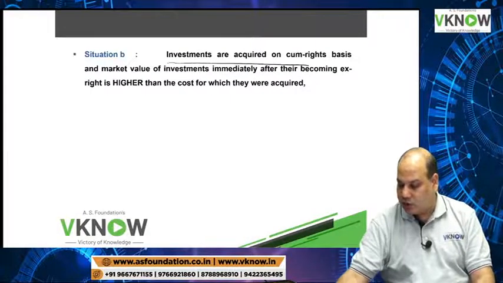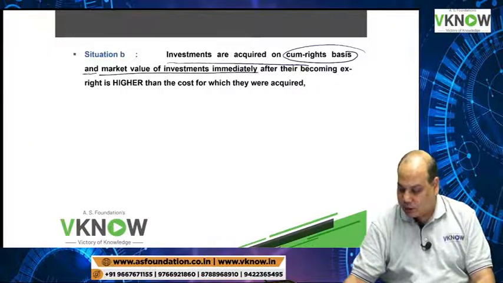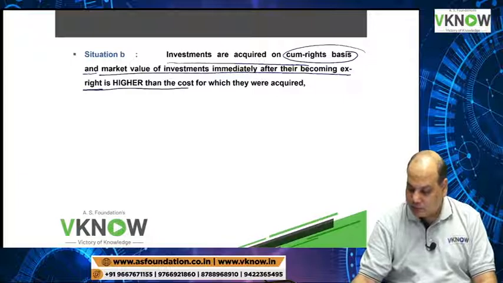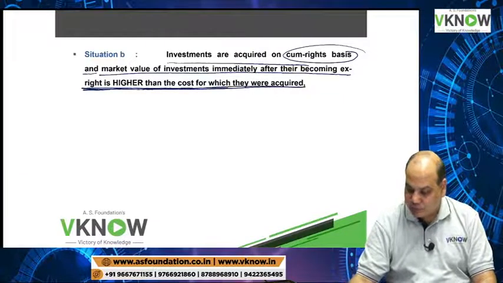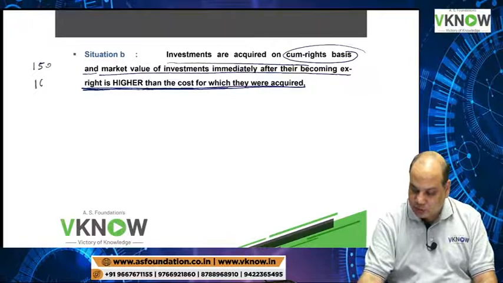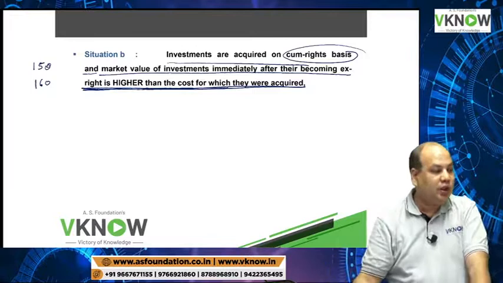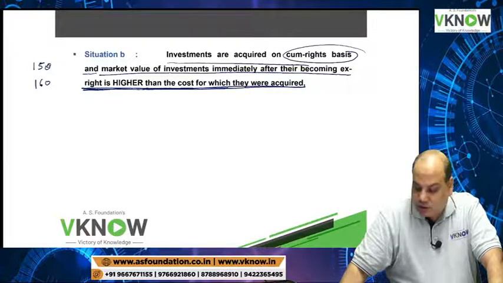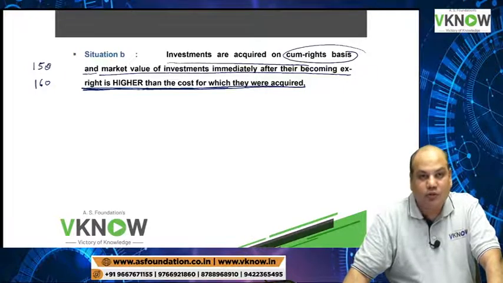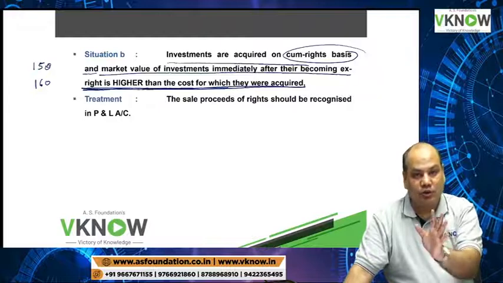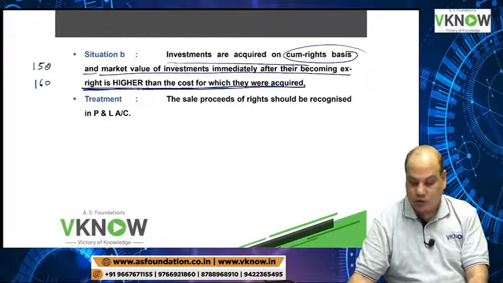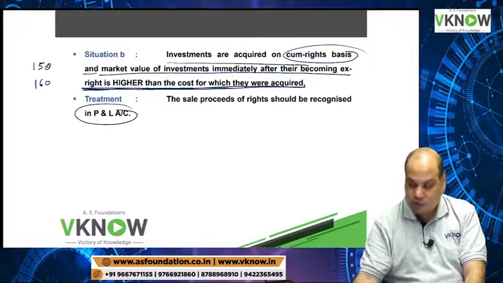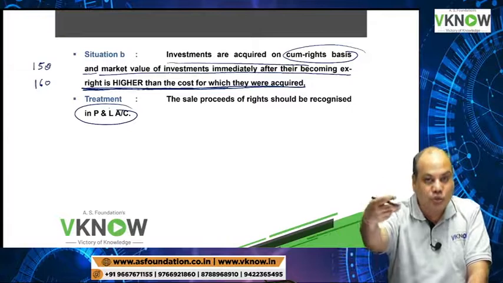It says that investments are acquired on cum-right basis, but the market price becomes higher than the cost for which they were acquired. Means shares are purchased at 150, but the market price becomes higher than the cost. So now what will you do if you receive some amount on sale of investment? Transfer the entire amount to P&L account.